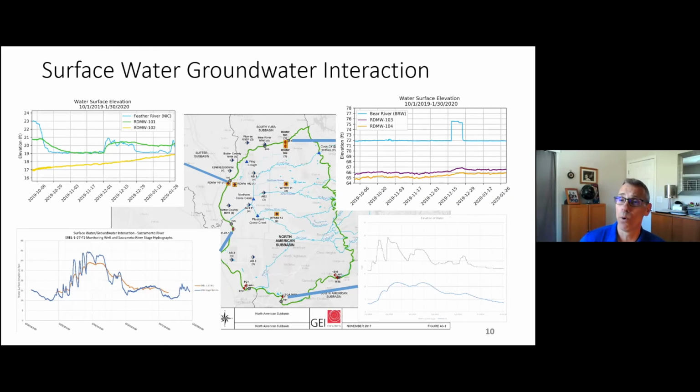So there's a lot more to be learned about this, but just to let you know, we're putting in a lot of monitoring, and we'll be able to feed a lot of this monitoring information into the model, and then be able to answer a lot more of your questions about surface water and groundwater interaction in the future.